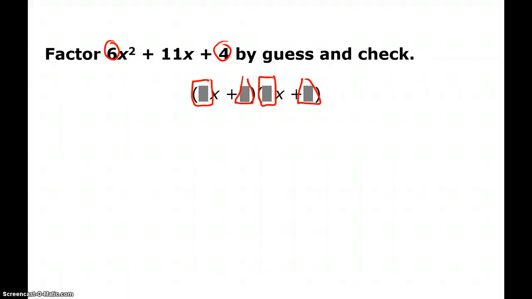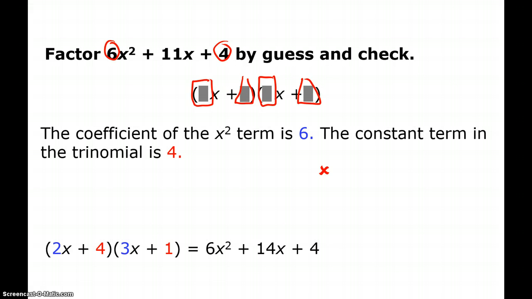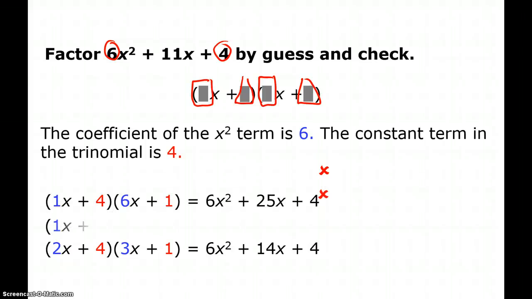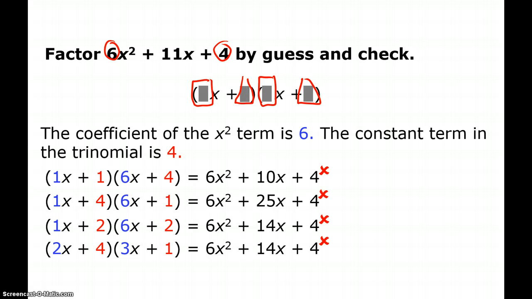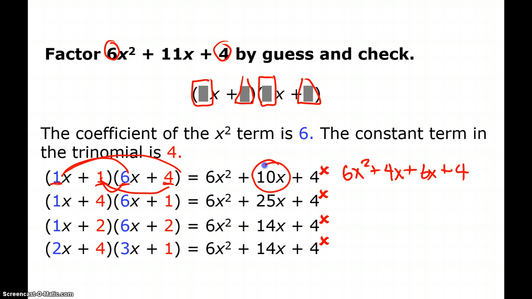So let's try a combination. We'll fill these all in. Maybe this is a 1 and this is a 6. That would multiply to give us 6, and this would multiply to give us 4. If we FOIL this out, we would get 6x squared, a 4x, a 6x, and a 4. That gives me 10 in the middle. That does not give me 11, so this combination doesn't work.